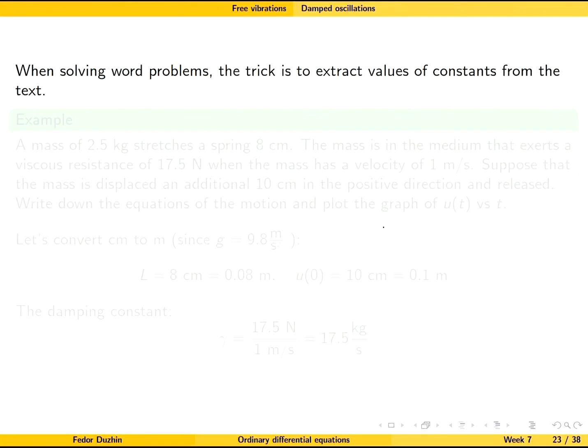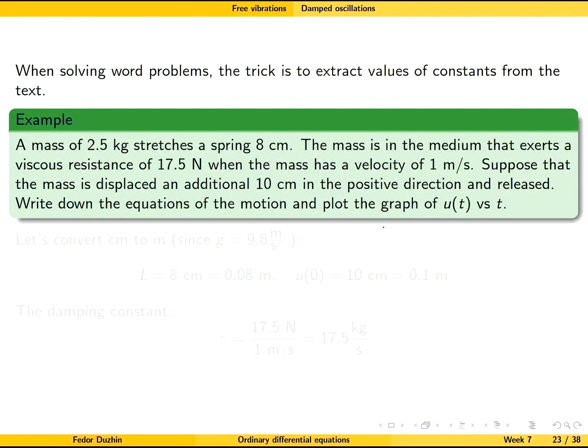Now, when you solve word problems, what you need to do is extract the right values of the constants from the text. Here is an example. I guess it's not too complicated, so let me go through it quickly. Here we have a mass that stretches a spring 8 centimeters, which means that this capital L is given, the mass is given, and then the mass is in a medium, in air or water, I don't know, that exerts a resistance of 17.5 newtons when the mass has a velocity of 1 meter per second.